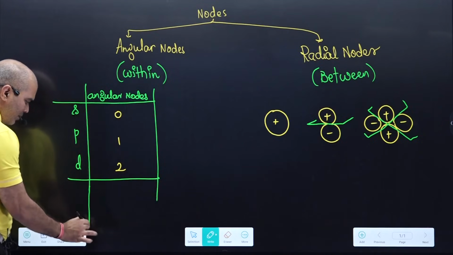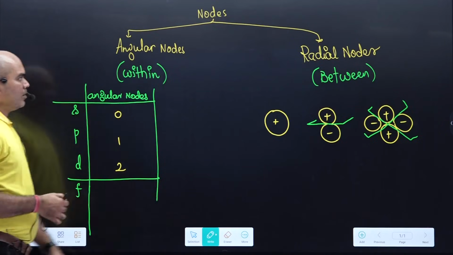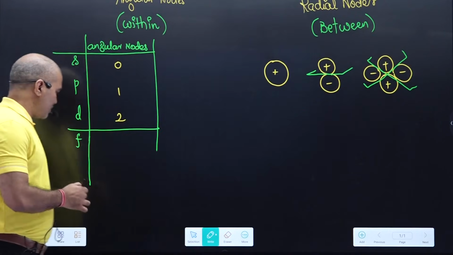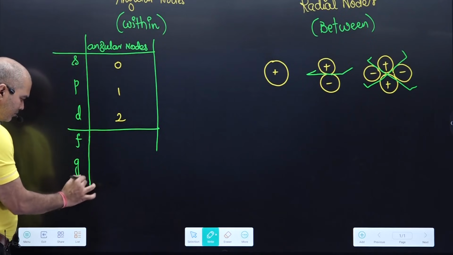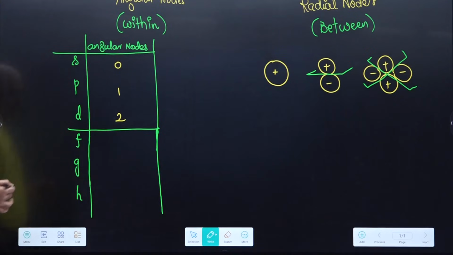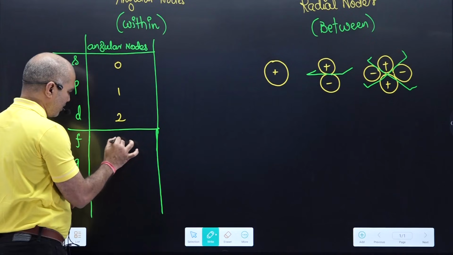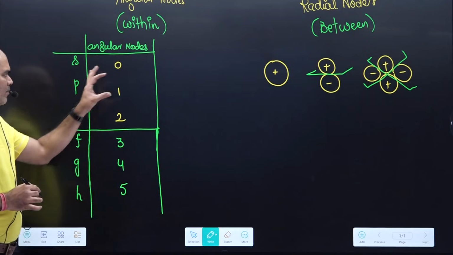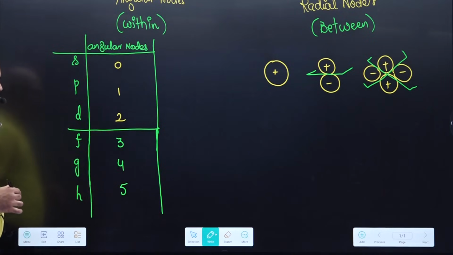Suppose I proceed to f, g and h orbitals. The f orbital is known; g and h are the next orbitals after f. So for f, g, h, how many nodes can you expect? It just increases by 1. So 0, 1, 2, here you will have 3, 4, 5. So you are just increasing by 1 node. You just note it.